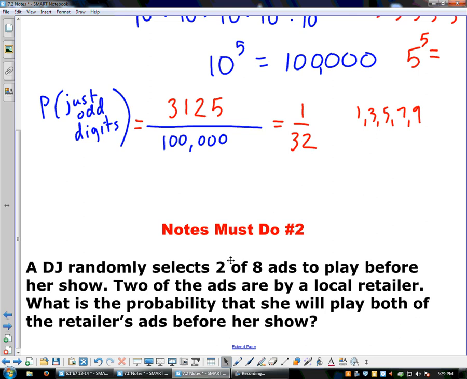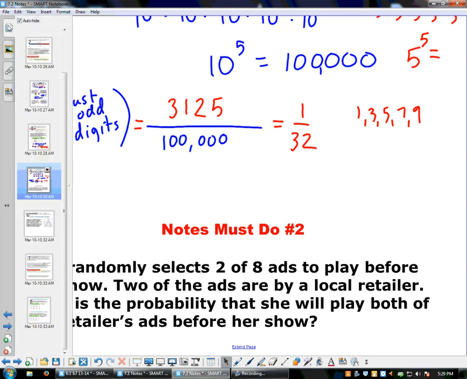So again, you want to first figure out, she's choosing two from a group of 8. How many possibilities are there in this case? And does the order matter? Then only 2 of those ads are by the local retailer, so you only have one option there of what could work. See if you can figure out what that second must-do would be.